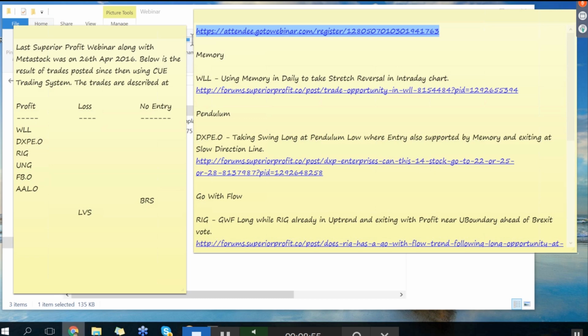Okay, now that is gone, so let us start with the session. Those who have attended our previous classes know that we don't use any PowerPoint presentation or any pre-prepared material. We just go through the live charts in MetaStock and a lot of trades that had been taken previously by different people from our Superior Profit community.